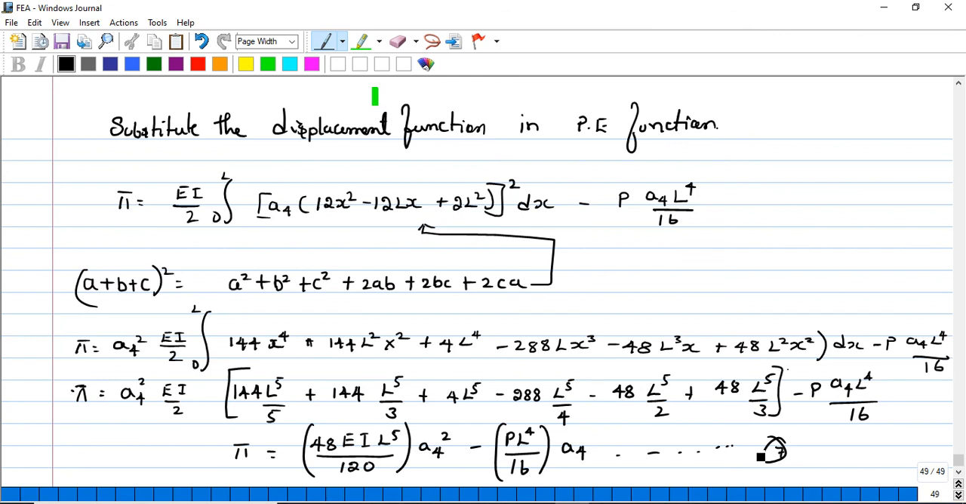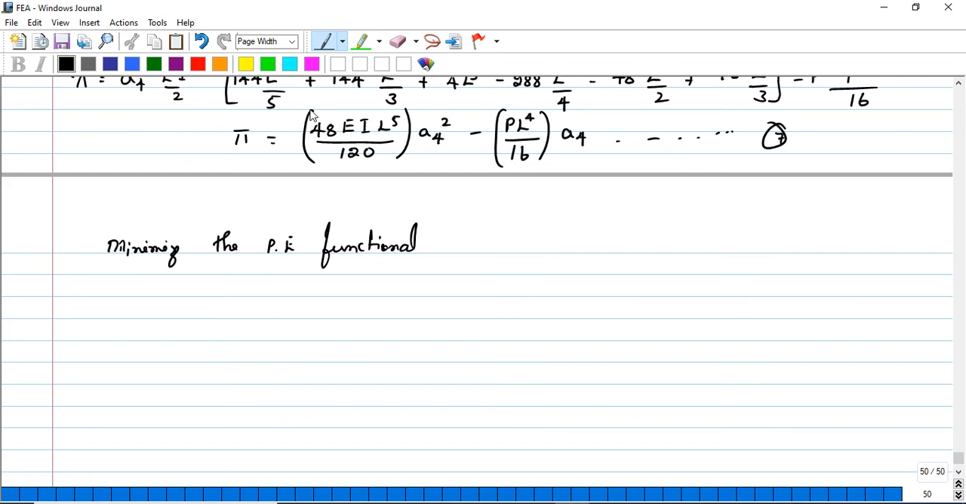I hope this potential energy functional is clear. Now what we need to do in the Rayleigh-Ritz method, the next fourth step, is to minimize the potential energy functional with respect to the generalized coordinate. So in the previous case, the generalized coordinate is A4, which you can see here. So the general equation will be partial differentiation of potential energy with respect to Ai, that will be 0.